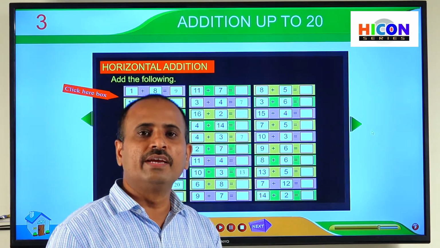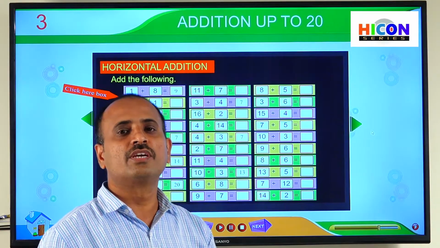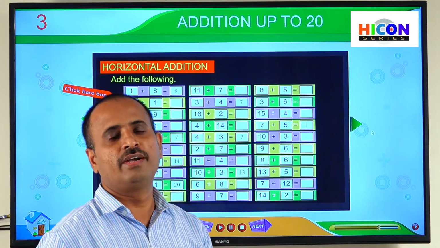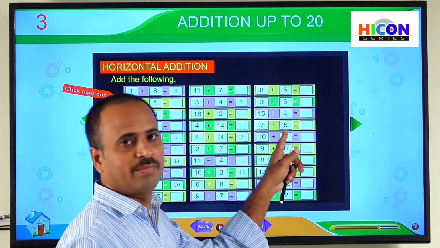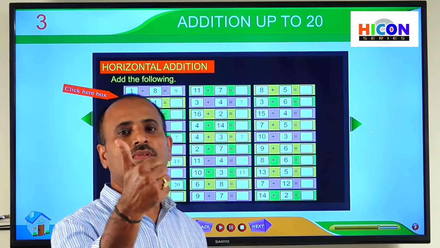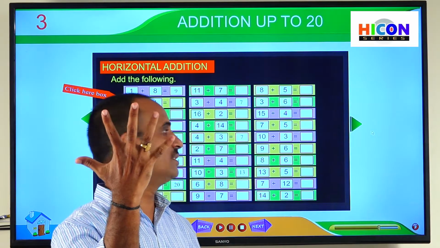So while doing addition of two numbers, we have to open our fingers equal to the second number in the addition. So children, remember this point while doing addition. So what is the second number here? 5. So open 5 fingers of your hand. That is 1, 2, 3, 4, 5. So these are the 5 fingers.